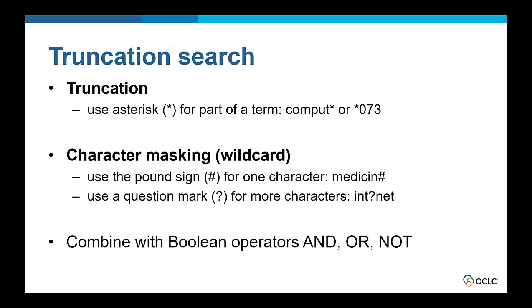WebDewey accepts basic or advanced searches using truncation by adding an asterisk to the right or left part of the term. You can also use a wildcard to replace a single character with the pound sign or a question mark to replace multiple characters when unsure of the spelling, or to expand your search. It is also possible to combine terms using Boolean operators to search for both terms, for one or the other, or for one but not the other.